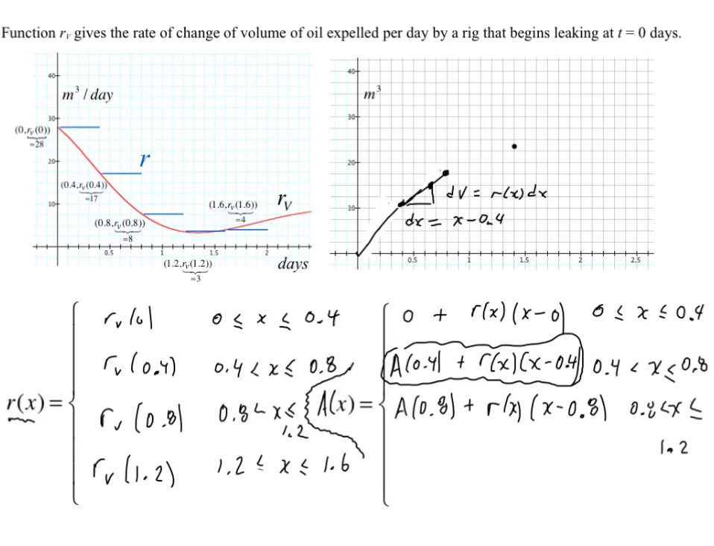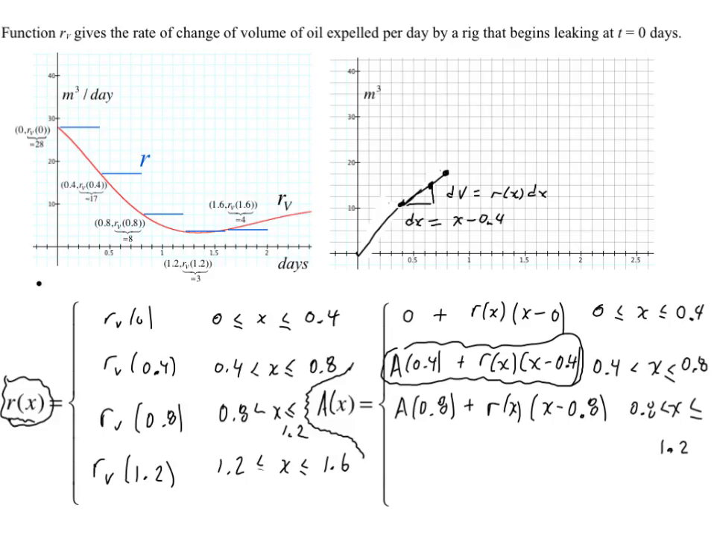Yeah, so what is rx between 0.4 and 0.8? How do we define rx between 0.4 and 0.8? You're looking in the wrong place. Okay. Here's where we defined rx, right? Oh, right. So what is rx between 0.4 and 0.8? It's r sub 0.4. Right.